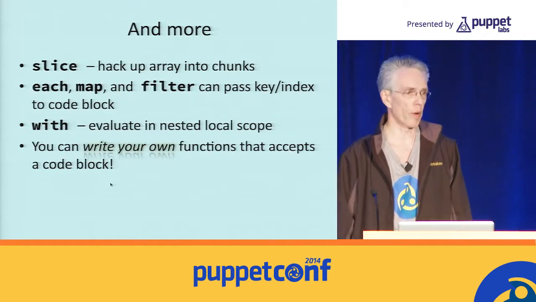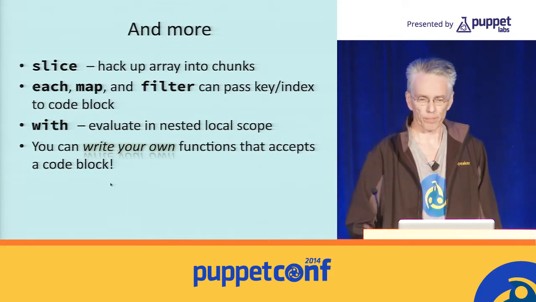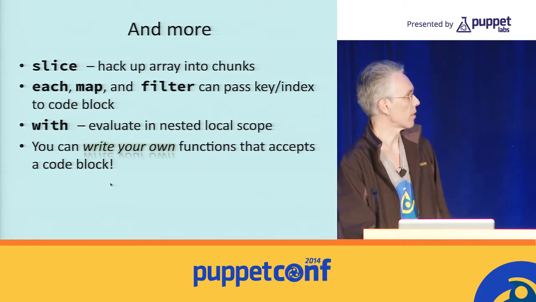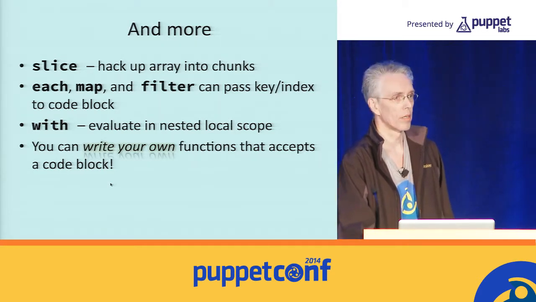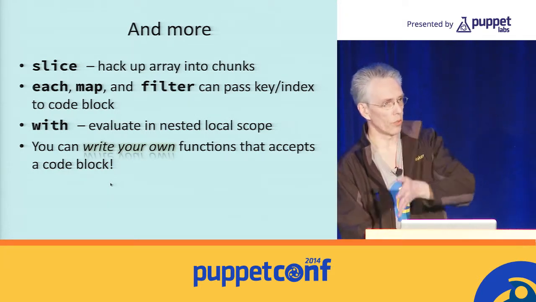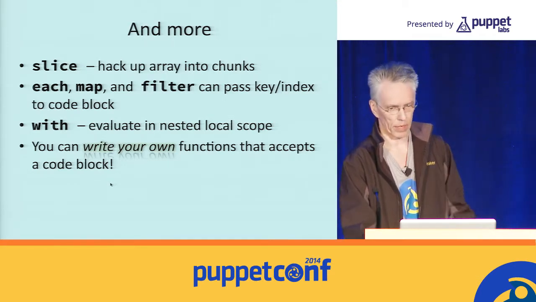There are other functions. We have a slice function, which hacks up an array into chunks. With each, map and filter you can get the key or the index number. So if we were iterating over something, you get index 0, 1, 2, 3, etc., so you know where you are. And for hashes, you get the key and the value.